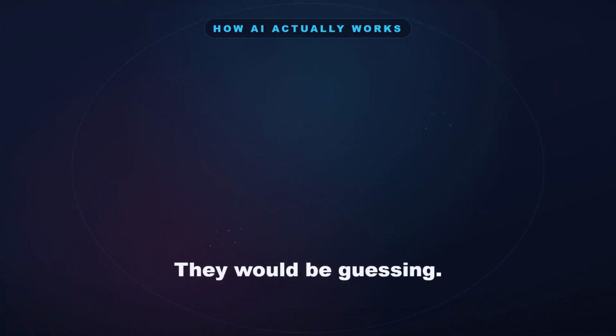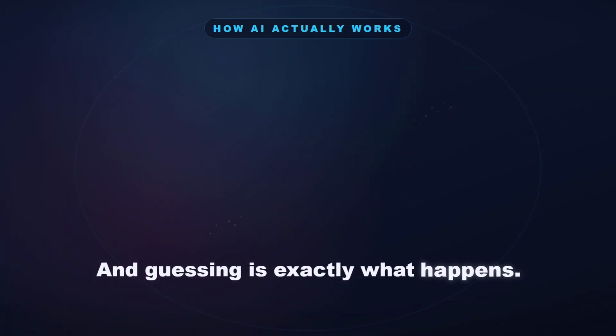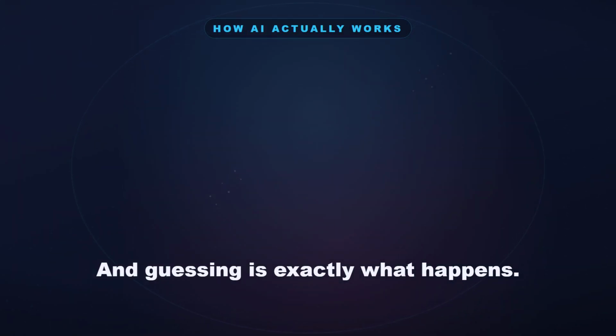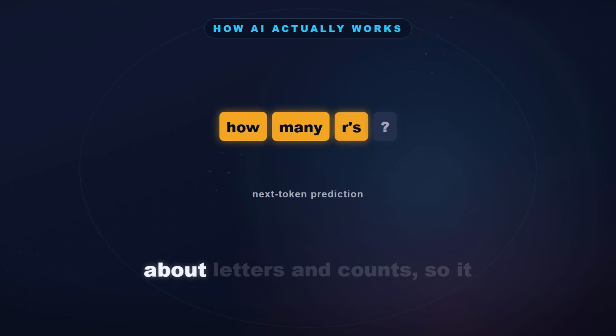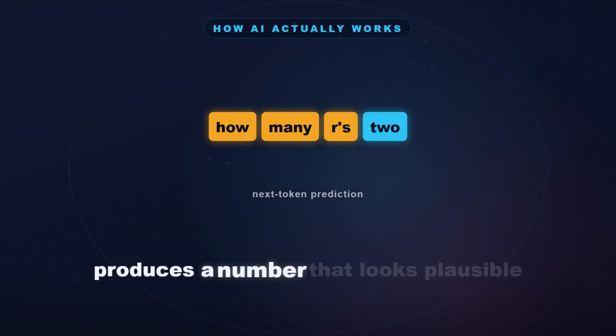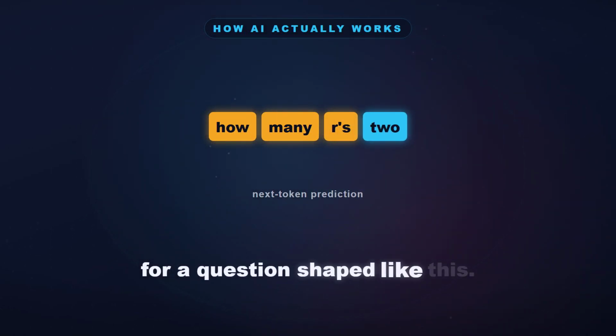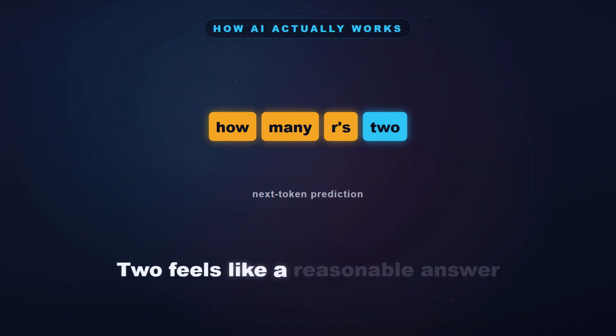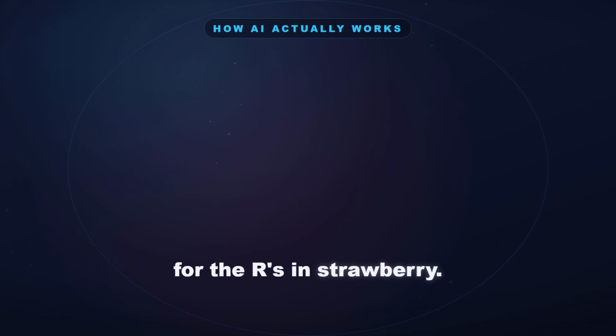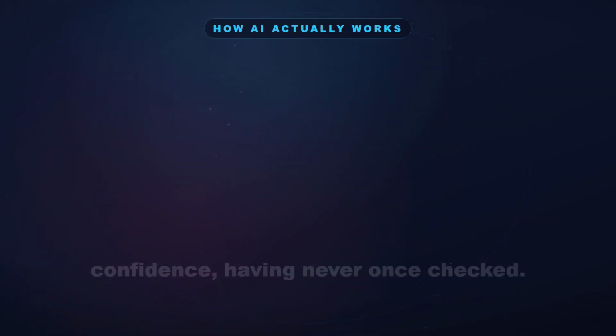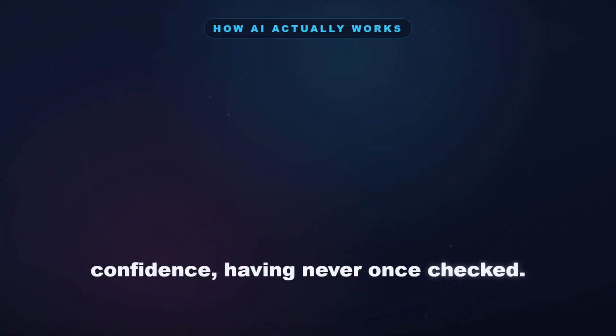They would be guessing. And guessing is exactly what happens. It does not stop and count, because counting is not a thing it can actually do. Instead, it just predicts an answer, the same way it predicts everything else. It has seen plenty of text about letters and counts, so it produces a number that looks plausible for a question shaped like this. 2 feels like a reasonable answer for the R's in strawberry, so it says 2, with full confidence, having never once checked.